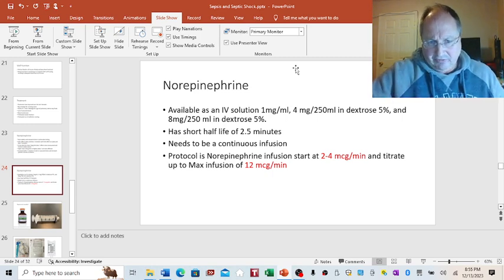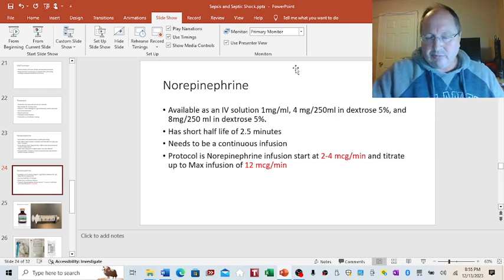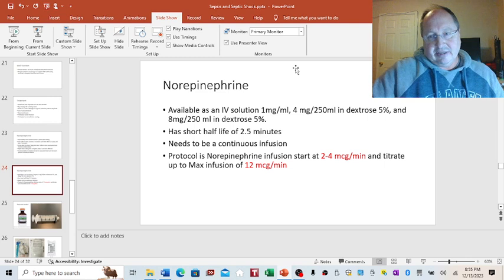Our protocol for norepinephrine is an infusion to start at 2 to 4 micrograms a minute. And you're going to titrate that up to 12. That's my protocol at Howard. At Clinton County, we go up to 20. So, it just depends. You will see where they tell you it has to be put into a central line.